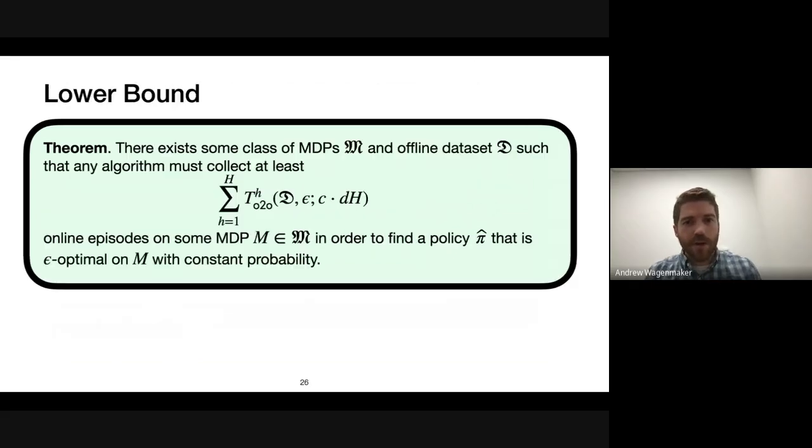Okay. So we have a couple different lower bound examples that build off of this. First, we have the lower bound that says, in some sense, the complexity of showing this T_O2O is necessary. So we can construct a class of MDPs and some offline data set D such that any algorithm must collect at least T_O2O(D) samples.